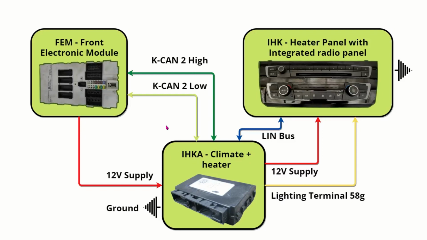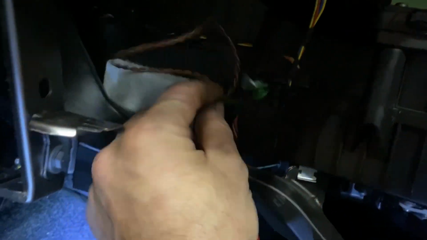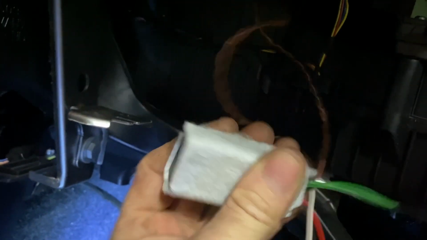So in my opinion, there's something we need to look at on the K-CAN 2 low. So that is what I'm going to do. Let's go and have a quick look. So here we are. This is typical of what we get in this job. There's a relay and there's some sort of control module. I've no idea what it is.